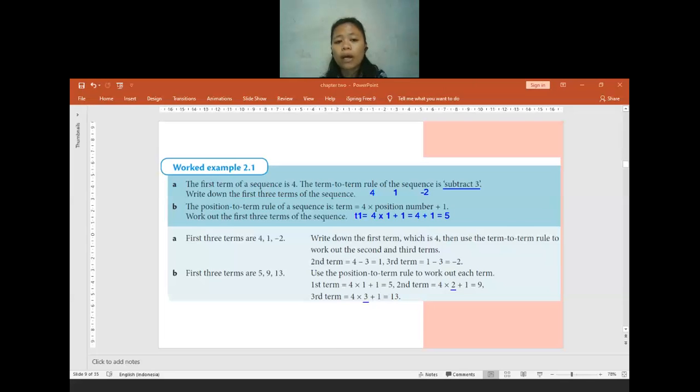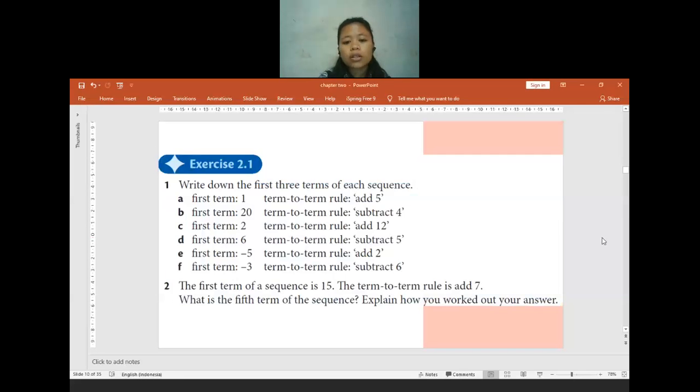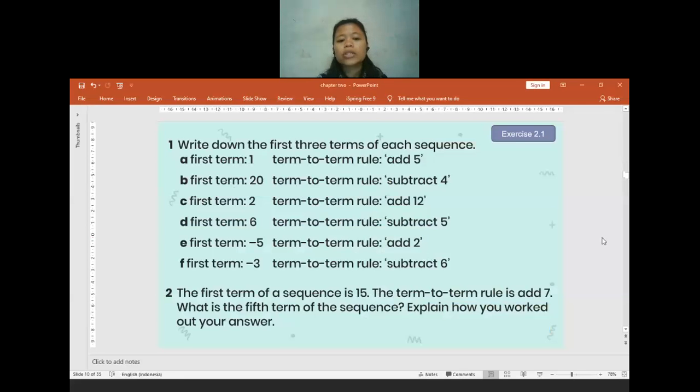Is there anyone get confused so far? Or maybe I'm going too fast. No? Okay. If no question, I'll continue to the next slide. We are going to try exercise 2.1. Let us just do questions 1 and 2.